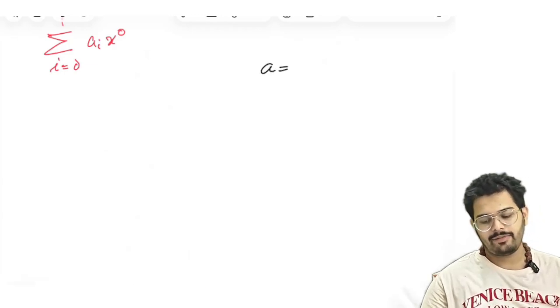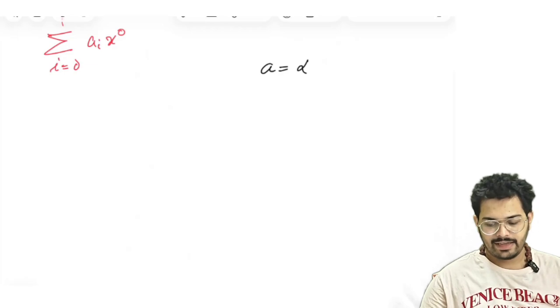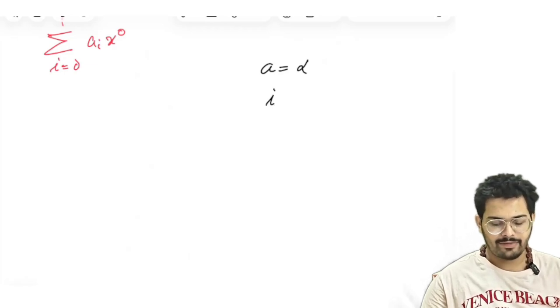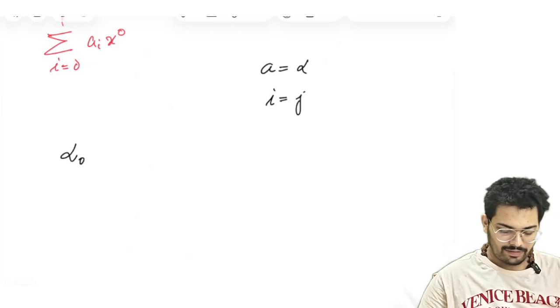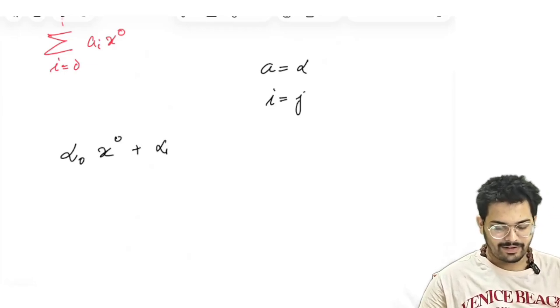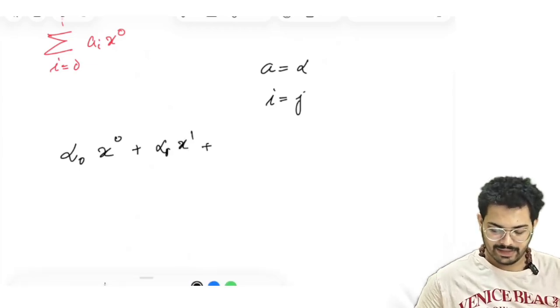Instead of a, now I am using alpha. Instead of x, instead of I am using j. That is, I can say alpha 0, x raised to 0 plus alpha 1, x raised to 1 plus, or we can discuss with an example.